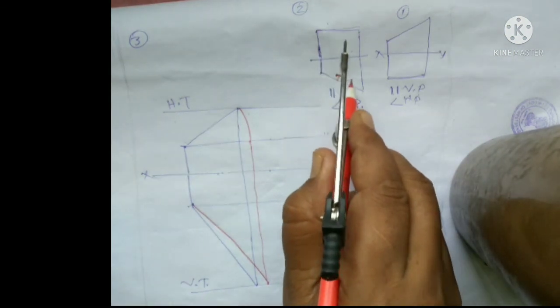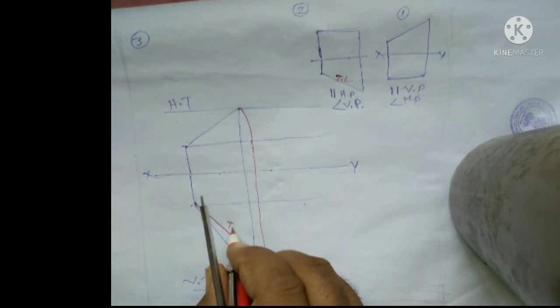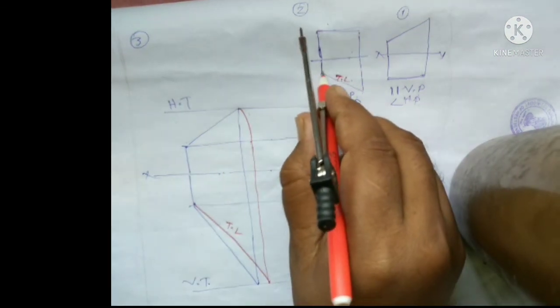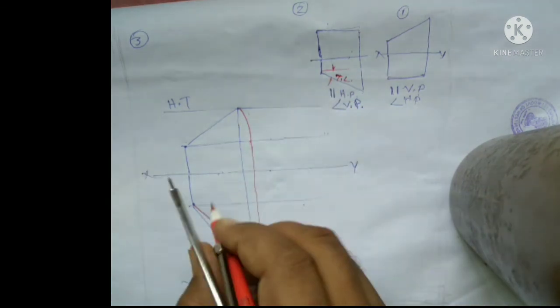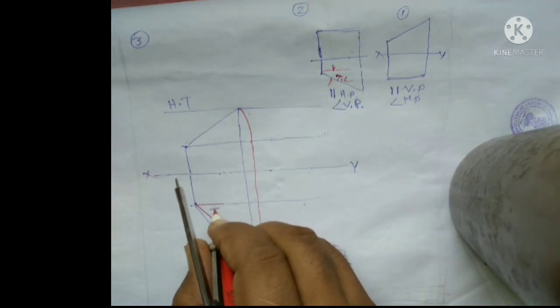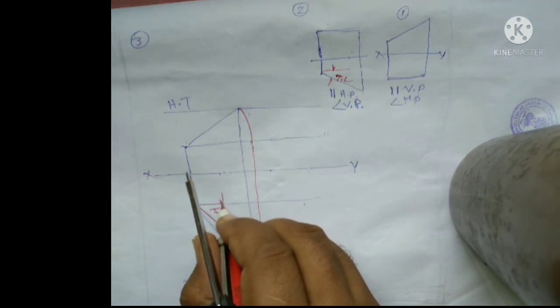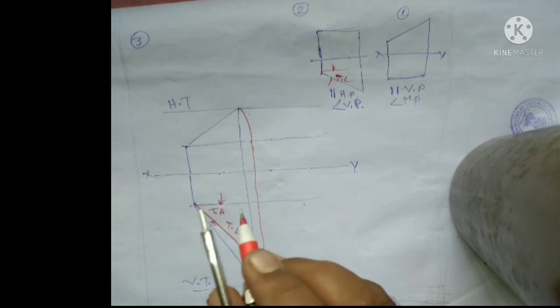We know this is the true length, so by following this process we can get the true length or actual length of the line. Similarly, we know this angle is the true angle, so here we will get the true angle, that is the angle with the vertical plane.